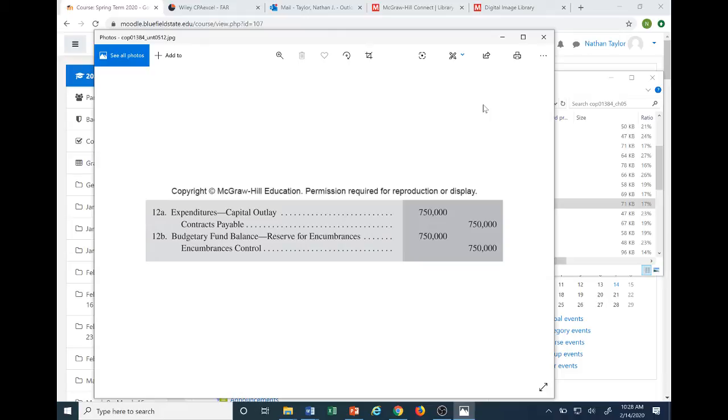So assume the contractor completes construction of the fire station and bills the village for the balance on the contract. So he's completed it. Now, once again, I'm going to skip around and do what I like to do first. I like to unencumber them. The remainder of the encumbered funds for the contract payable was $750,000. So we're going to unencumber those with a debit to budgetary fund balance reserved for encumbrances of $750,000 and a credit to encumbrances control for $750,000. And now we're going to debit expenditures capital outlay $750,000 and credit contracts payable for $750,000, right? Because now we've incurred the liability.